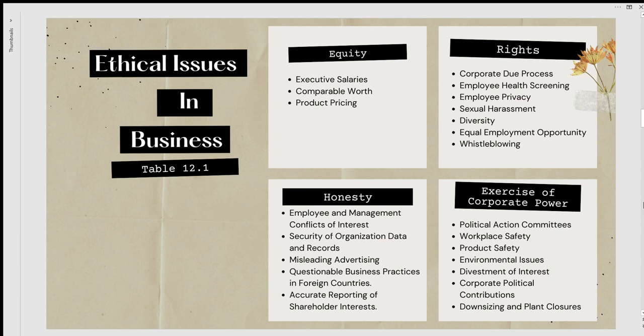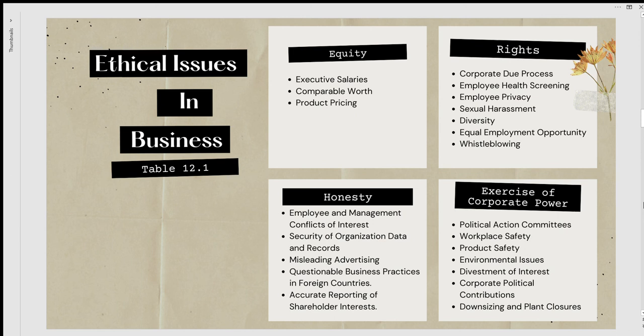comparable skills and responsibilities. Sa context of rights naman, we have the corporate due process, employee health screening, employer privacy, sexual harassment, diversity, equal employment opportunity, and whistleblowing. So, one example dyan is yung corporate due process. So, nire-recognize mo yung rights ng employee mo to be informed if they are giving unsatisfactory performance, and you are giving them a chance to defend and improve themselves.